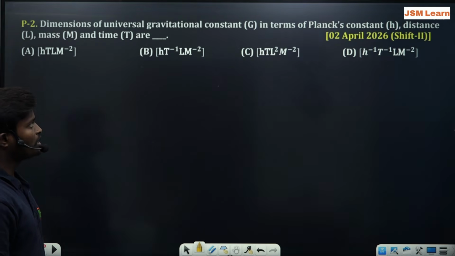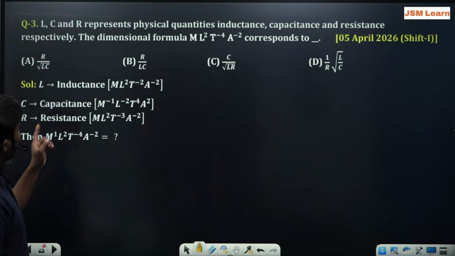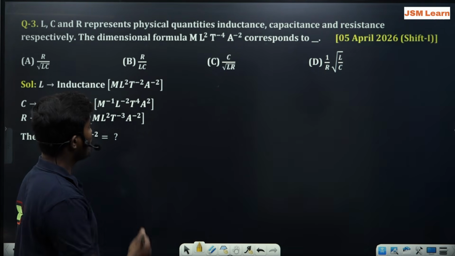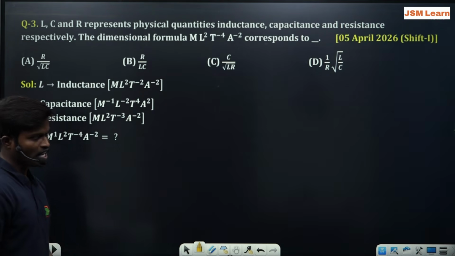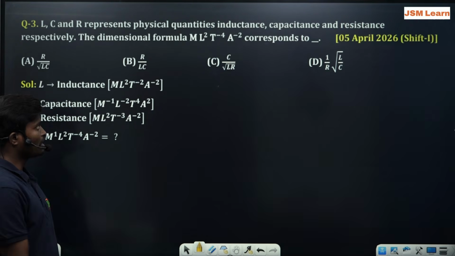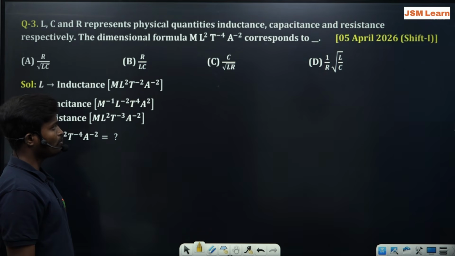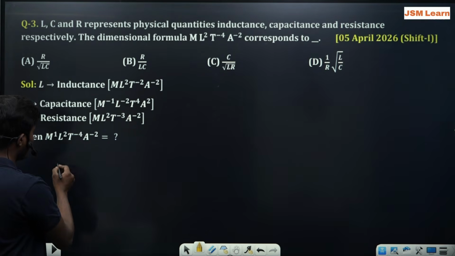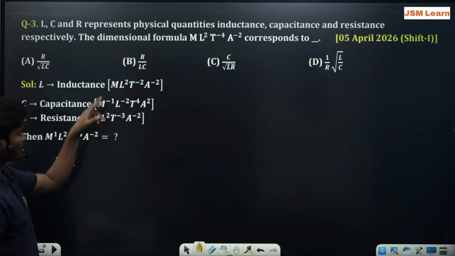Dimensions of universal gas constant in terms of Planck constant and mass time. L, C, R are representing the physical quantities of inductance, capacitance and resistance. We have to find which of the following corresponds to the dimensional formula ML2 T minus 4 A minus 2. So for that, the dimensional formulas of inductance, capacitance, resistance are given like this: ML2 T minus 2 A minus 2, and capacitance is M minus 1 L minus 2 T4 A2, and resistance is ML2 T minus 3 A minus 2.